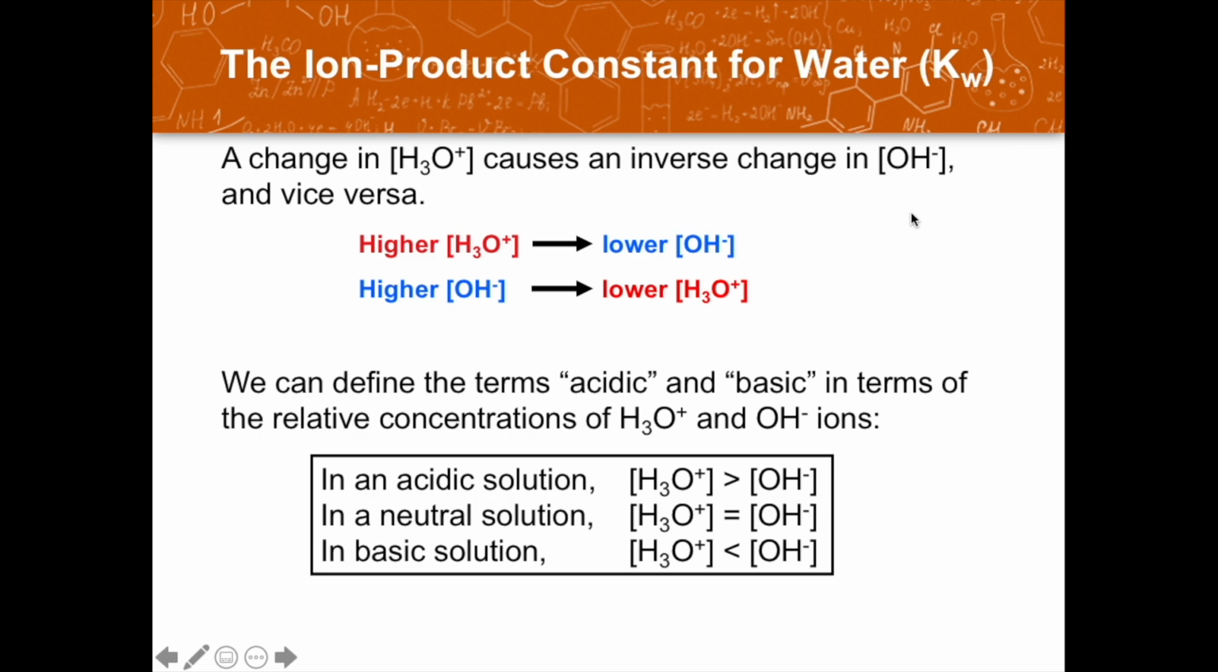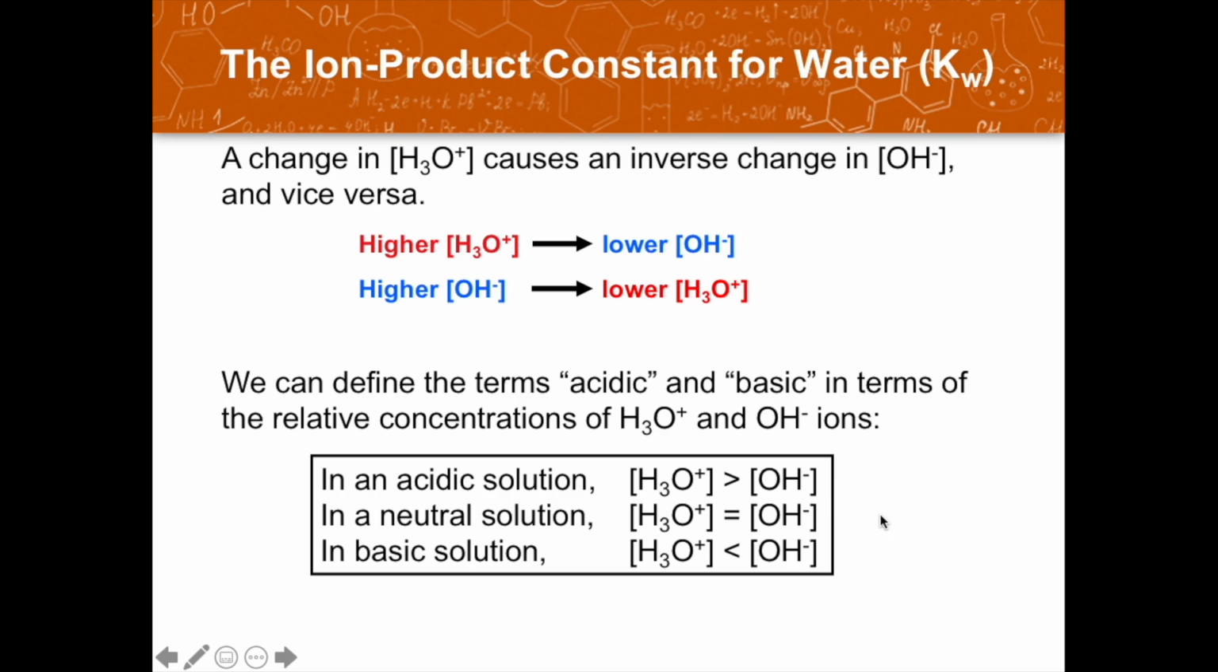From these two values, we can define the terms acidic and basic in terms of the relative concentration of hydronium ions and hydroxide ions. In an acidic solution, the hydronium ion concentration is greater than the hydroxide ion concentration, while in a basic solution, the hydronium ion concentration is less than the hydroxide ion concentration. And lastly, in a neutral solution, the hydronium ion concentration is equal to the hydroxide ion concentration.